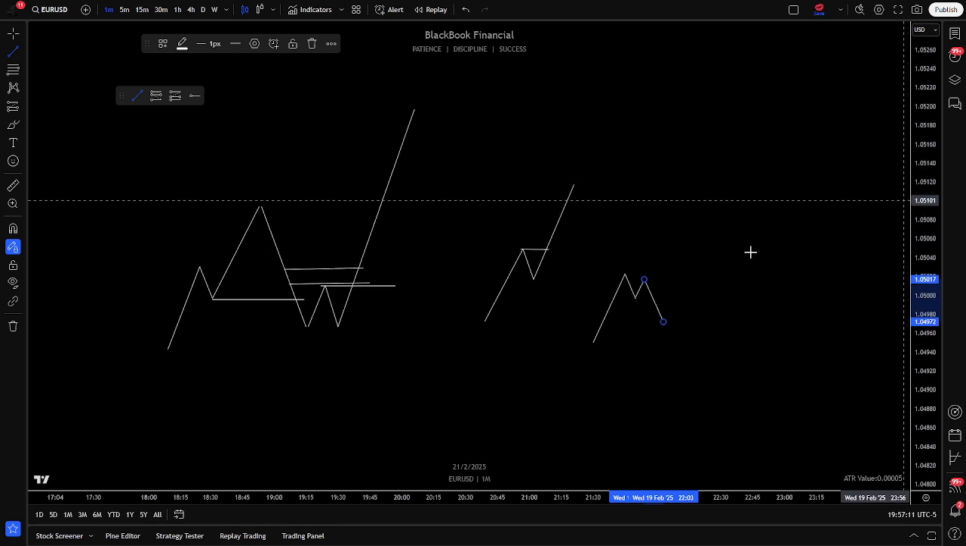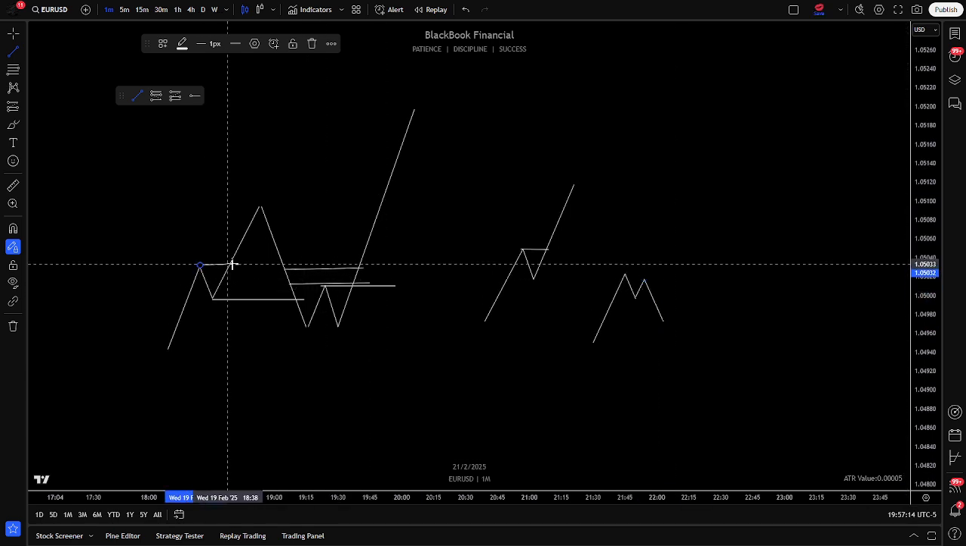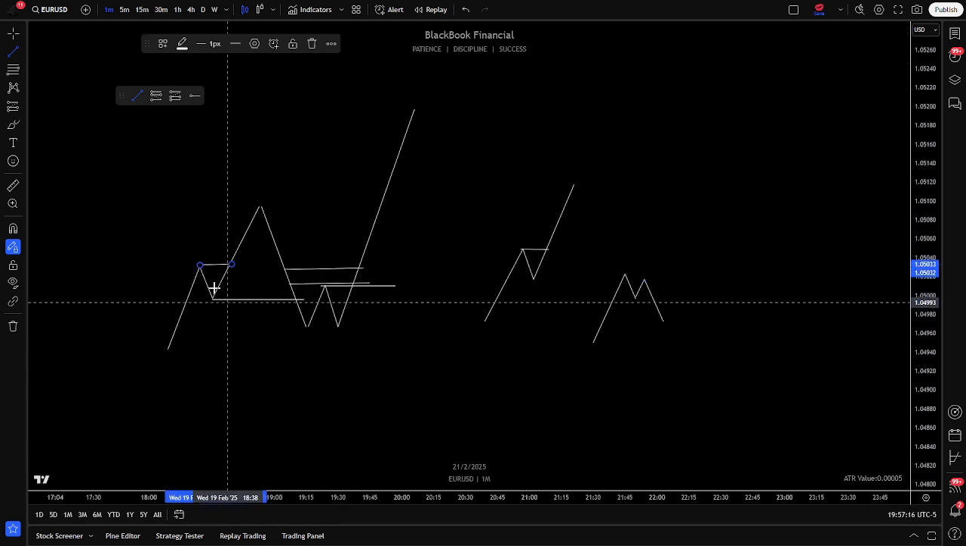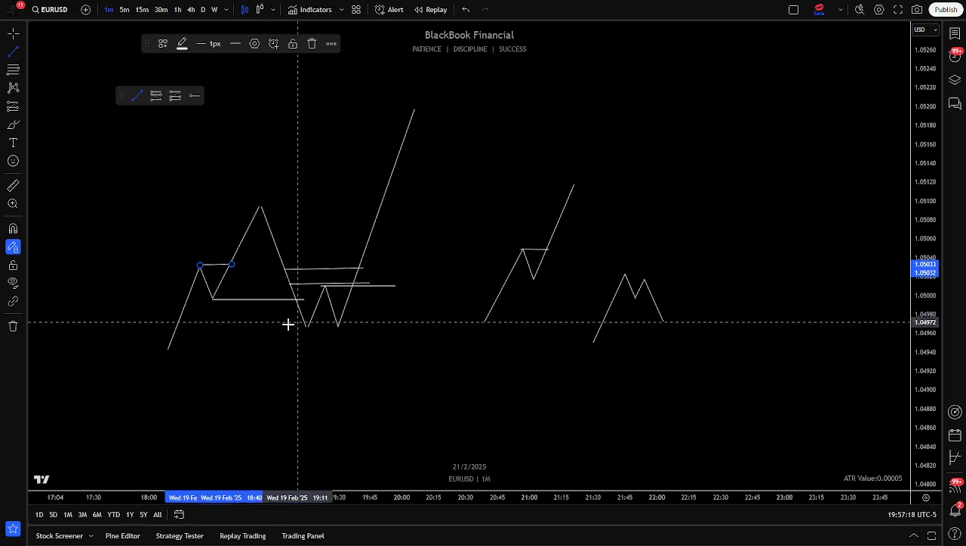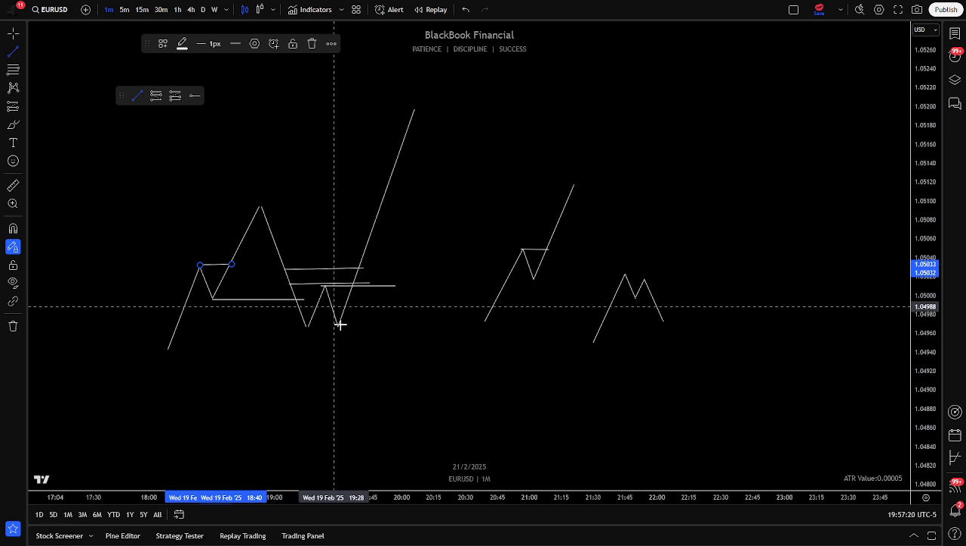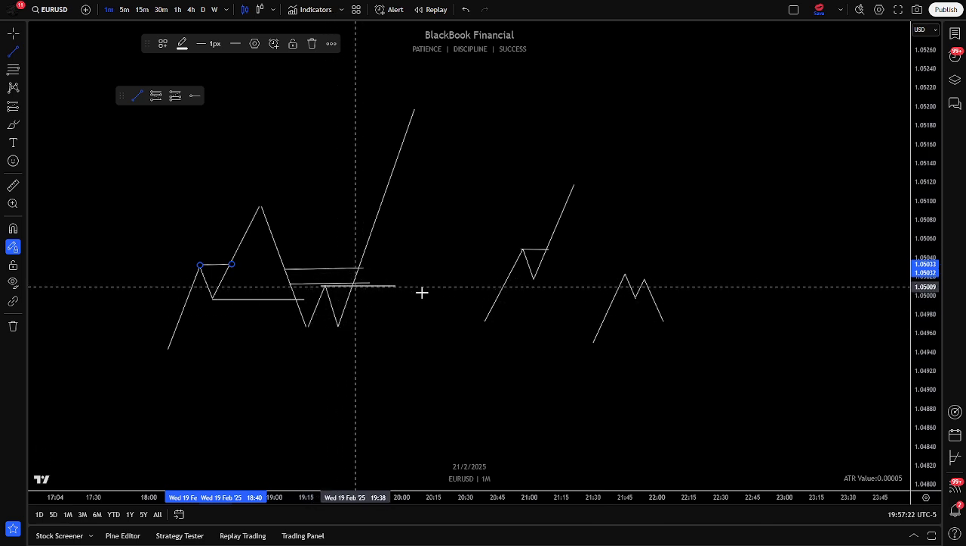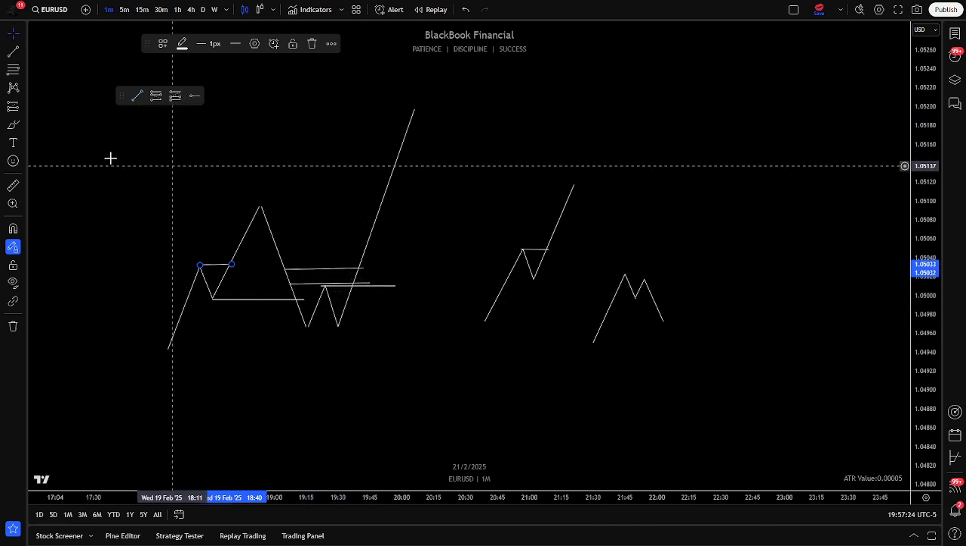That's why it's important to wait for liquidity to be validated. This is a valid liquidity swing. This is a valid sweep of the liquidity, and this is a valid signal to enter. Okay?